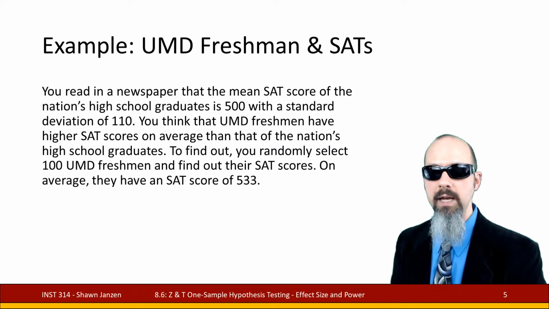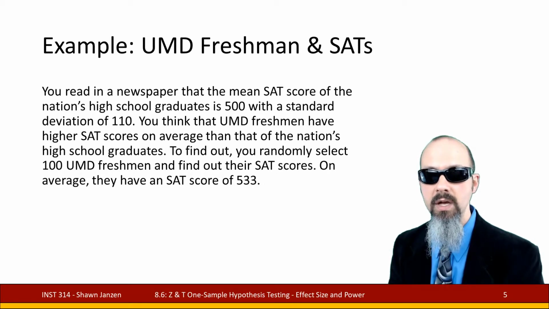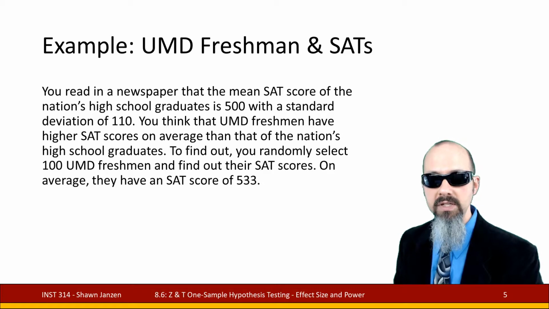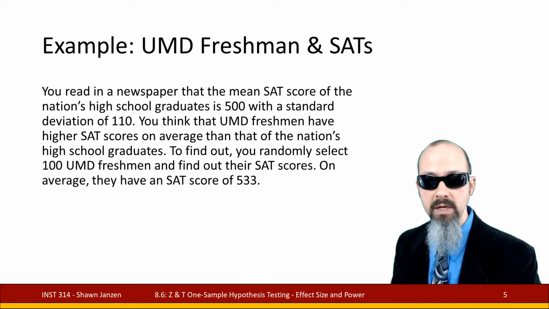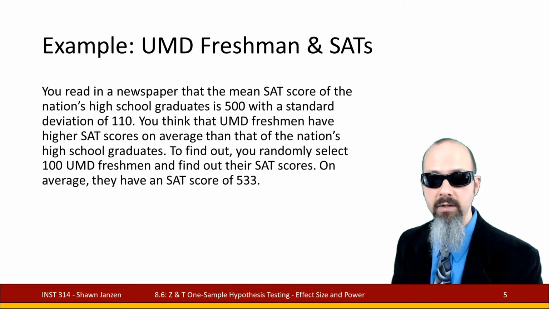So let's go into an example where we're talking about University of Maryland freshmen and their SAT scores. You've read in a newspaper that the mean SAT score for the nation's high school graduates is 500 with a standard deviation of 110. You think that University of Maryland freshmen have higher SAT scores on average than the nation's high school graduates. So to find out, you randomly select 100 University of Maryland freshmen and find out their SAT scores. And on average, they had an SAT score of 535.